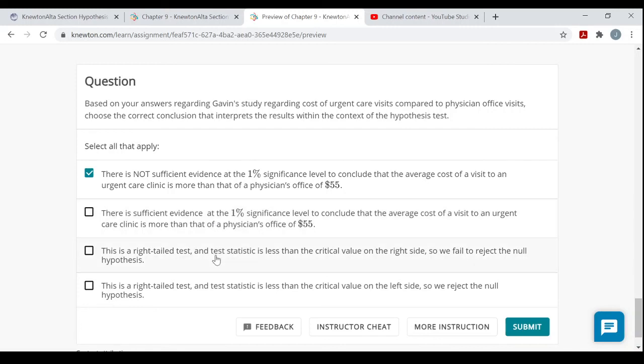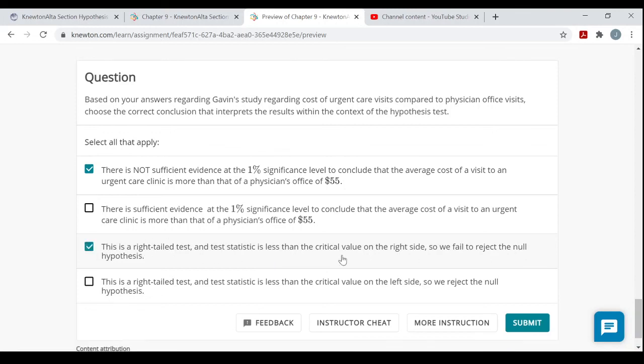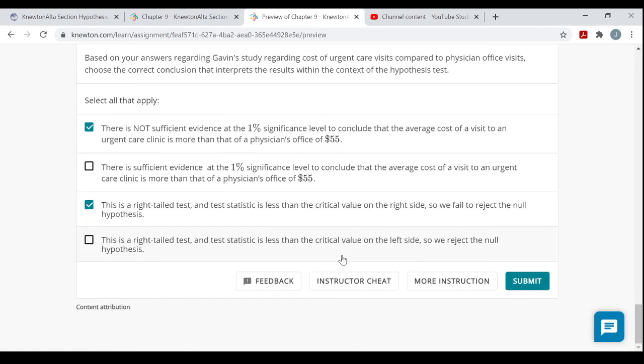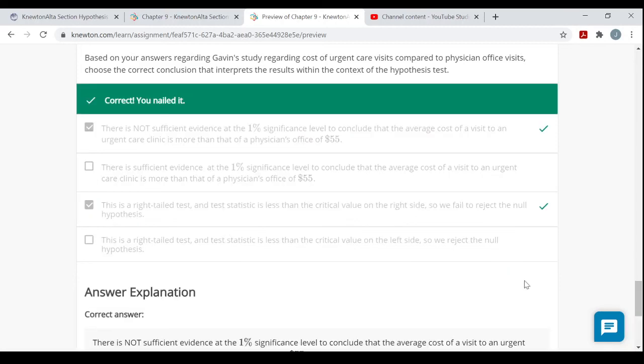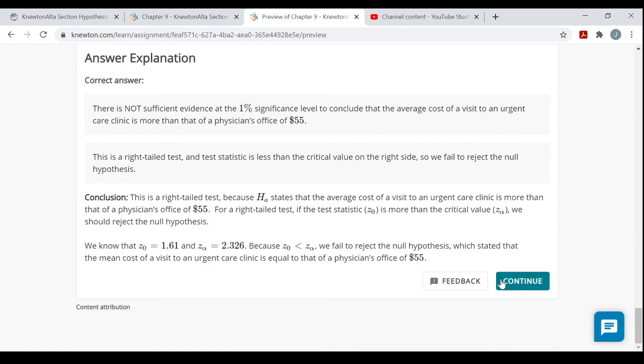And then let's see, select all that apply, so more than one of these might also apply. This is a right-tailed test, right? And the test statistic is less than the critical value on the right side. So we fail to reject the null. That's exactly what happened. So I'll select that as well. Yeah. Okay, great. I think both of those will apply here. Wonderful. Both of those are true. I think that might be the last part of this question. Let's see. And yes, it is.